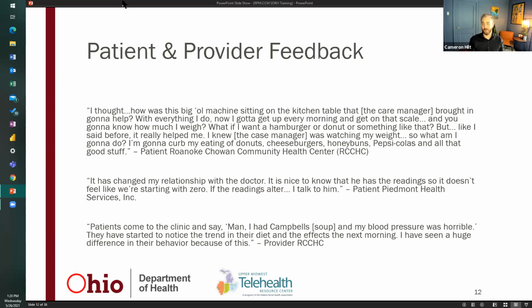Another patient commented that it really changed their relationship with their doctor. It didn't really feel like they had to start from ground zero. If they had readings that were outliers, the provider already knew about it and they could address it with them. And then lastly, from a provider standpoint, they're reiterating that it really helped improve the behavior of patients, because they could really see the impact that their lifestyle or their decisions could have on their chronic conditions.